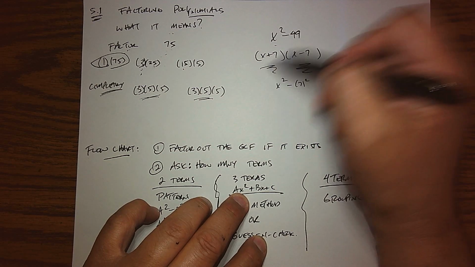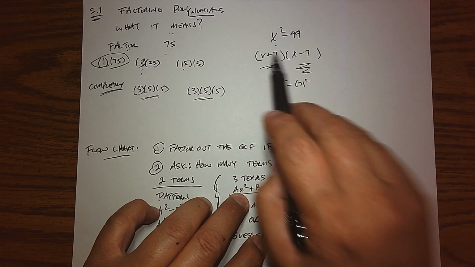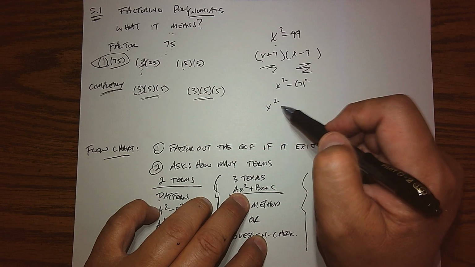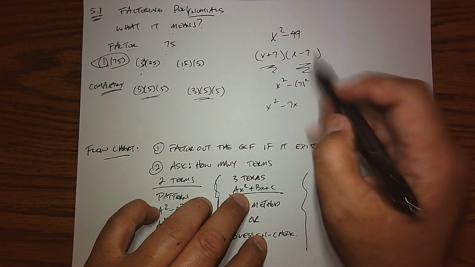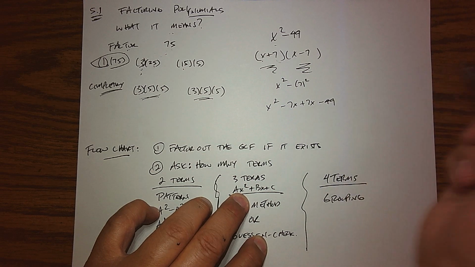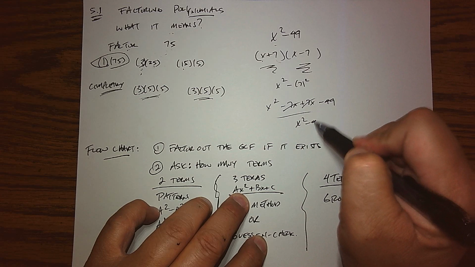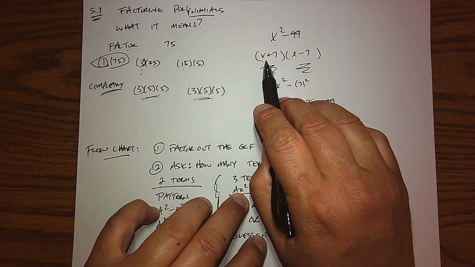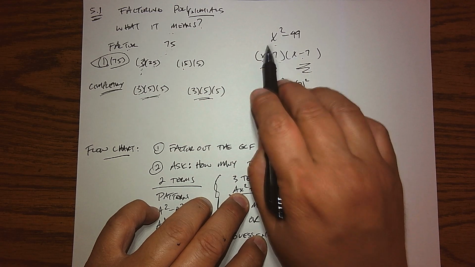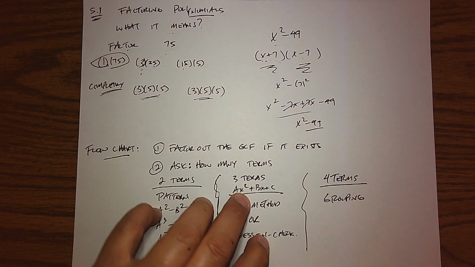Of course, how can you check to see if I got the right answer? Just FOIL it back together, right? X times x would give us x squared. The outer would give us a negative 7x. The inner would give us a positive 7x. And then last times last gives me negative 49. Those cancel out, and lo and behold, there you go. So this binomial times this binomial, their multiplication creates that binomial there. So we just factored the binomial.